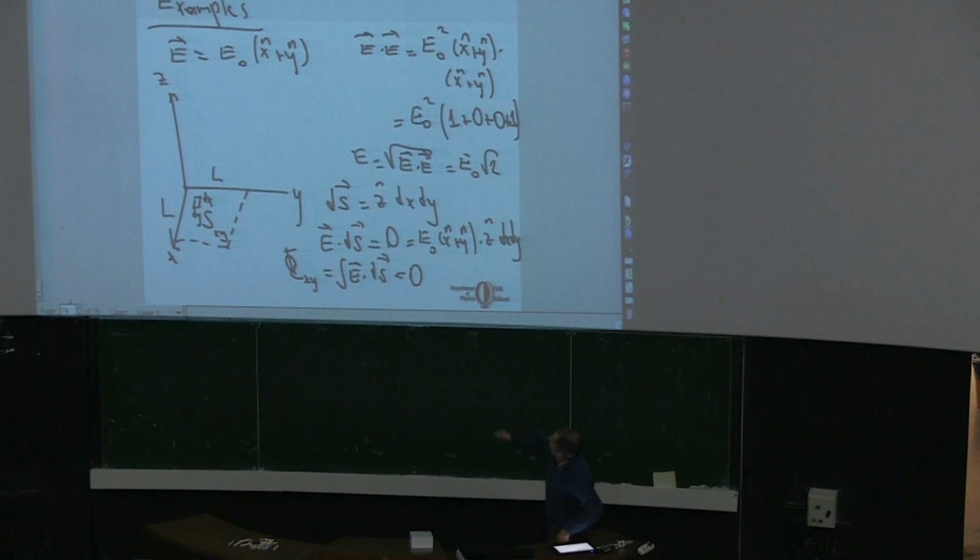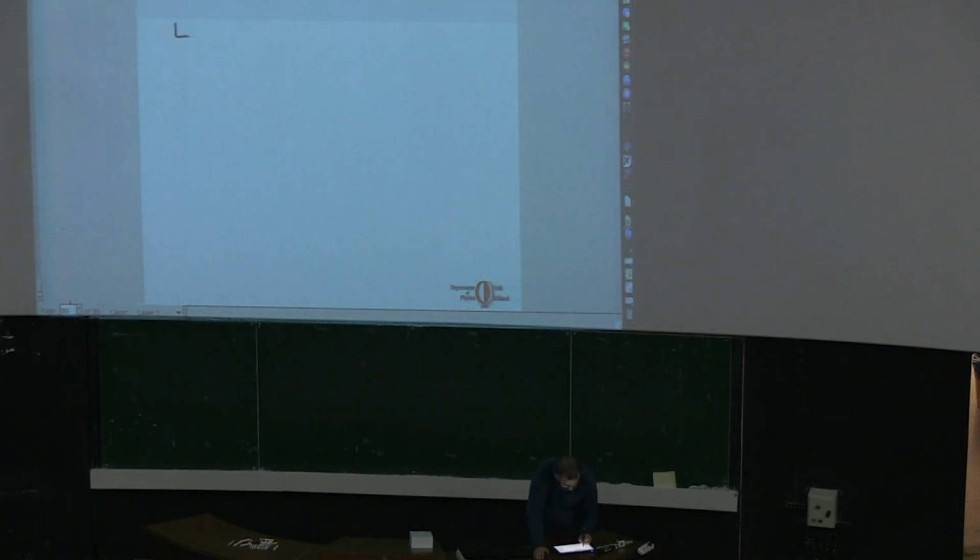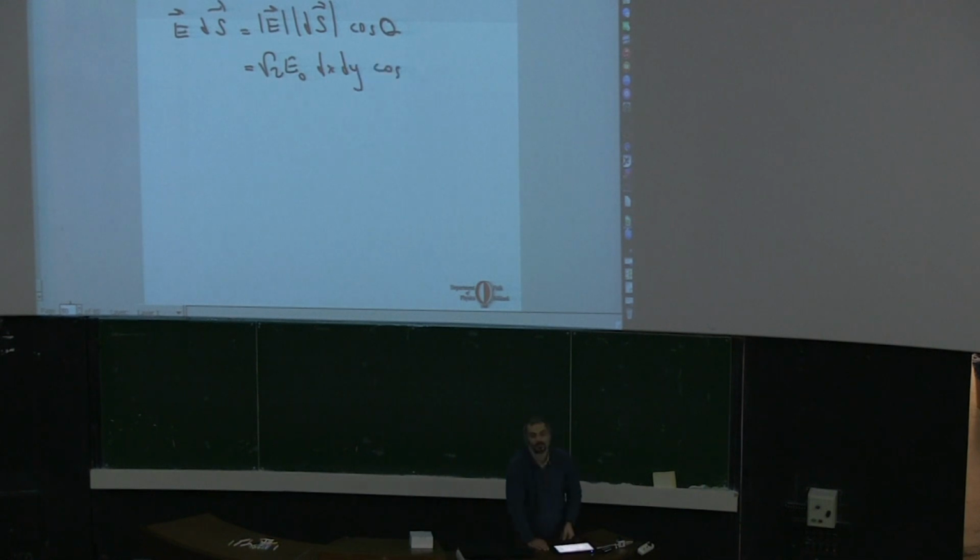Well, if you want to use the cosine, well, let's do it. Now we said E dot ds. This is equal to the magnitude of E, magnitude of ds, times cosine of the angle between the two. Now the magnitude of E is square root of 2 E0. Magnitude of ds, this very small area that we had chosen, is dx dy. Now cosine of the angle between the two.